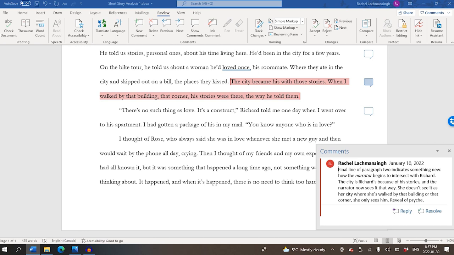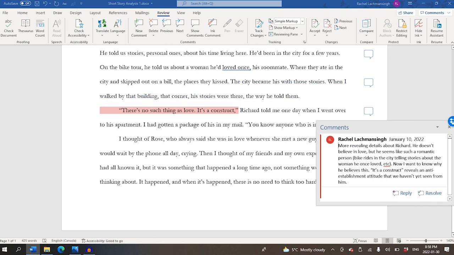So this reveals psyche. Think of where you're from. I'll use myself as an example. When I think of Toronto, when I think of the streets that I grew up in, I don't think of them as somebody else's. I don't think of somebody else's stories. I think of my connections, unless I was a part of somebody else's stories. But to solely associate a building, a corner, with somebody else immediately says something about this narrator. Clearly, she's being affected by Richard in one way or another.